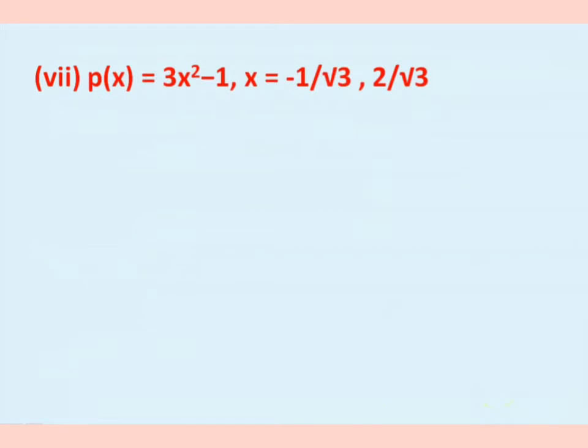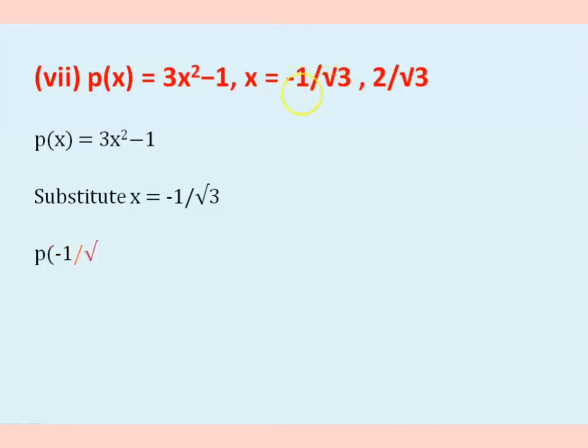Now, we'll move on to the seventh subdivision, that is P of x is equal to 3x squared minus 1, x is equal to minus 1 divided by root 3 and 2 divided by root 3. They have given the denominators as root 3s here. So the given P of x is 3x squared minus 1. We are going to substitute the first value, x is equal to minus 1 divided by root 3. So P of minus 1 divided by root 3 equals 3 into minus 1 divided by root 3, the whole squared, minus 1.